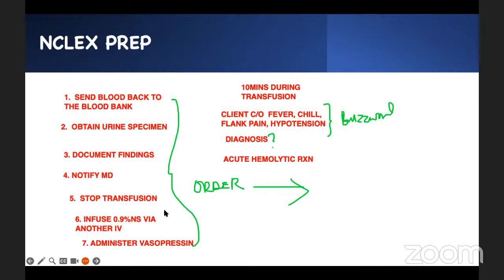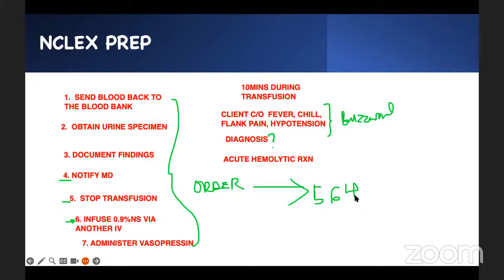At least when somebody is getting sick, stop the poison, right? Number 5 is number 1. Just stop the poison. Then you get to infuse normal saline to flush them, to keep their vein open. So 6 will follow that. Then you let the doctor know, number 4. So 5, 6, 4 is the next appropriate function.